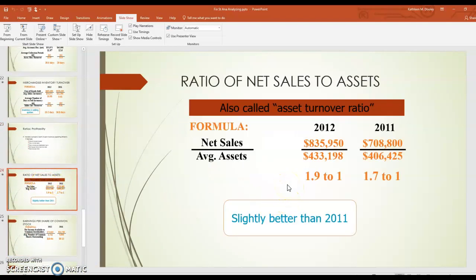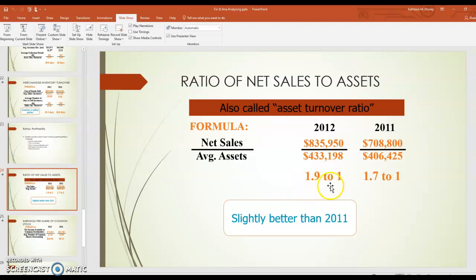So here is the ratio of net sales to assets. This is also called the asset turnover ratio. So here, the formula is we take the net sales and divide it by the average assets. And again, the average assets is going to be the beginning total assets plus the ending total assets divided by 2. Okay, and we take the net sales and divide it by that average assets. So when we put it into a ratio, 1.9:1 or 1.921, it's read the same way.